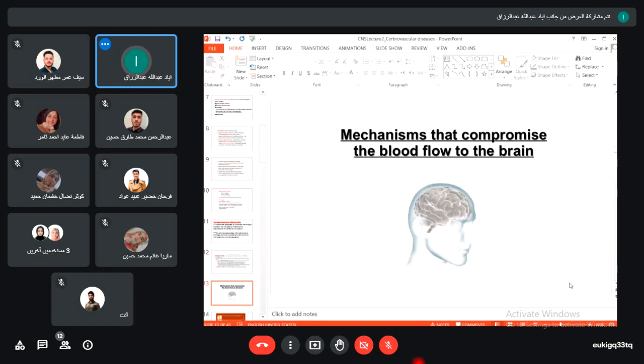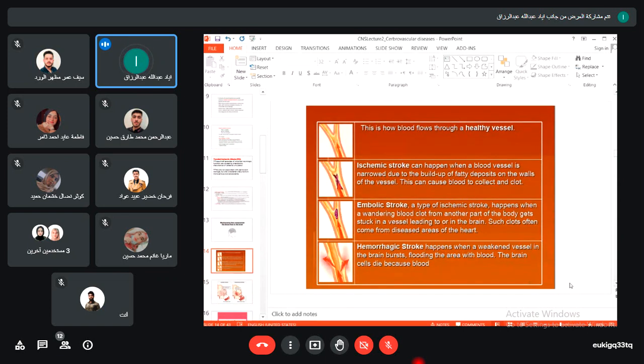خلينا نشوف الميكانيزم that compromise blood flow to the brain. هذا التيبل يشوفنا مقارنة بين الفيرست بيكتشر هو normal blood flow. The second type هو ischemic stroke when there is a thrombus. And the third type the embolic stroke. هذا الأول والثاني الاسكيميك اللي هو ثرومبوتيك والامبوليك both under one type. دول اثنينهم الثرومبس والامبوليزم under one type, and the other type هو الهيموراجيك ستروك.